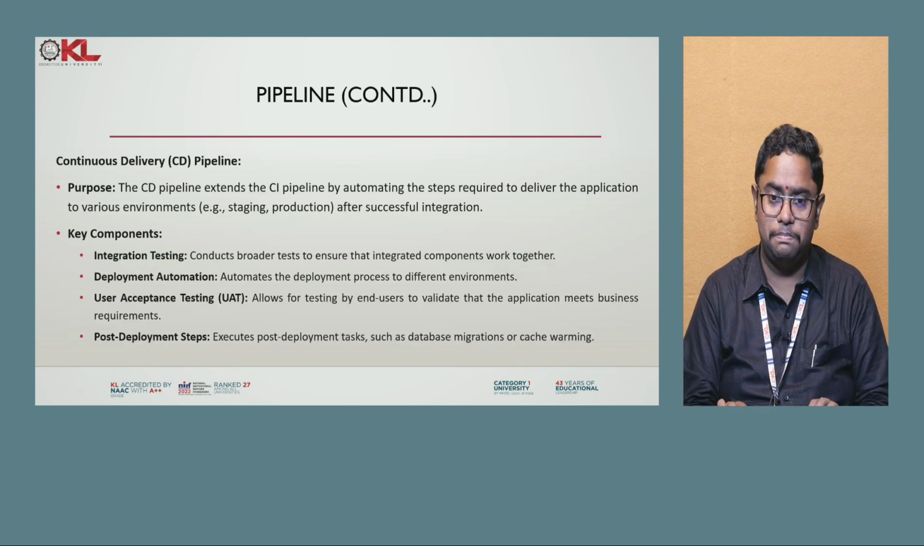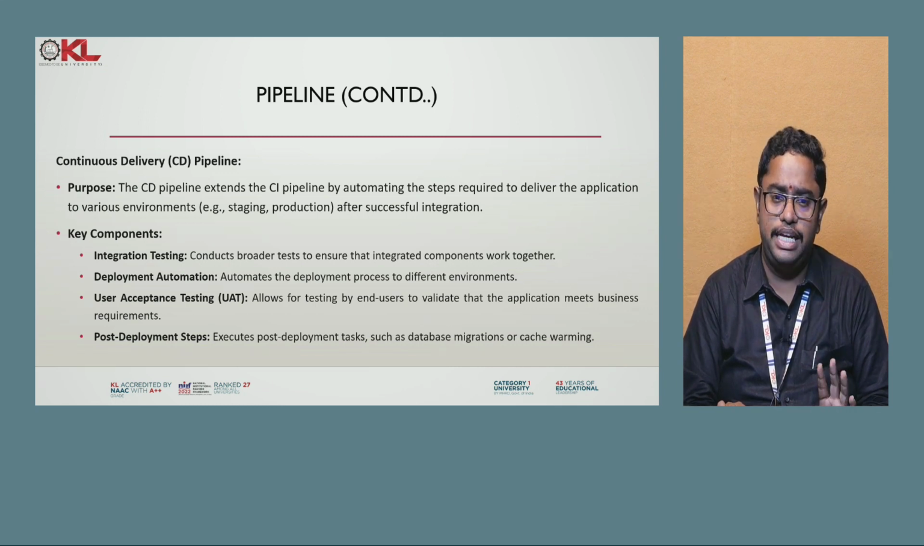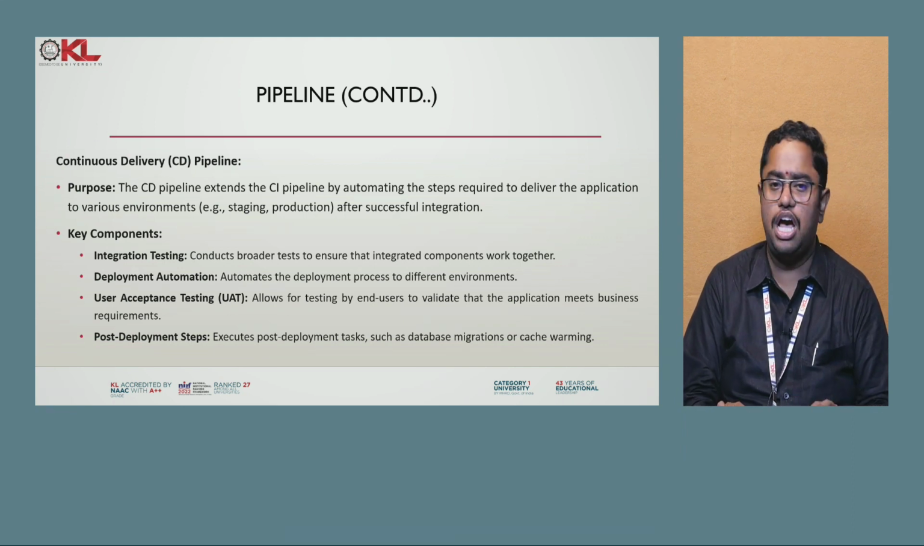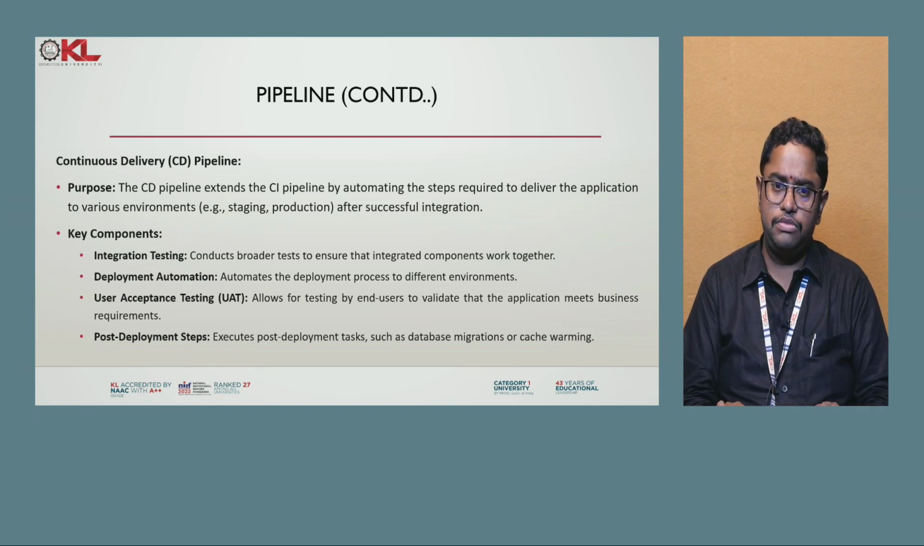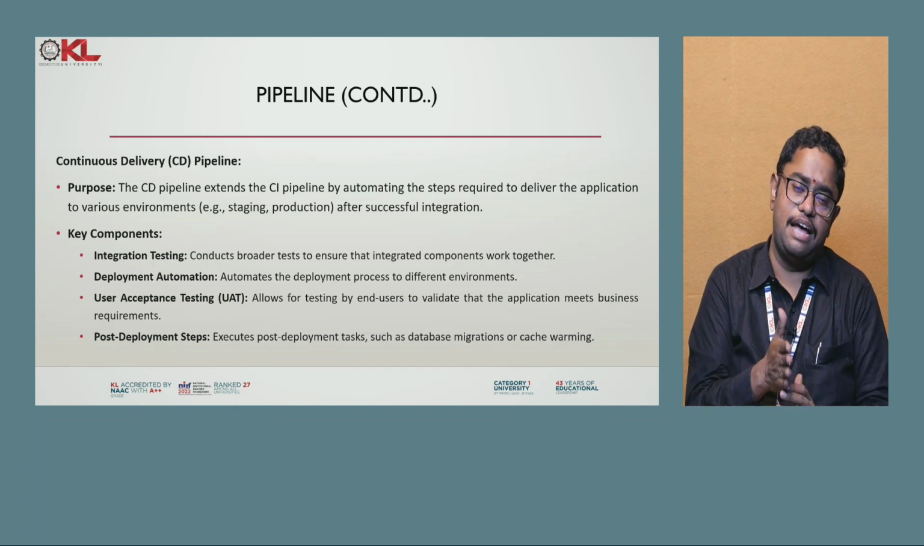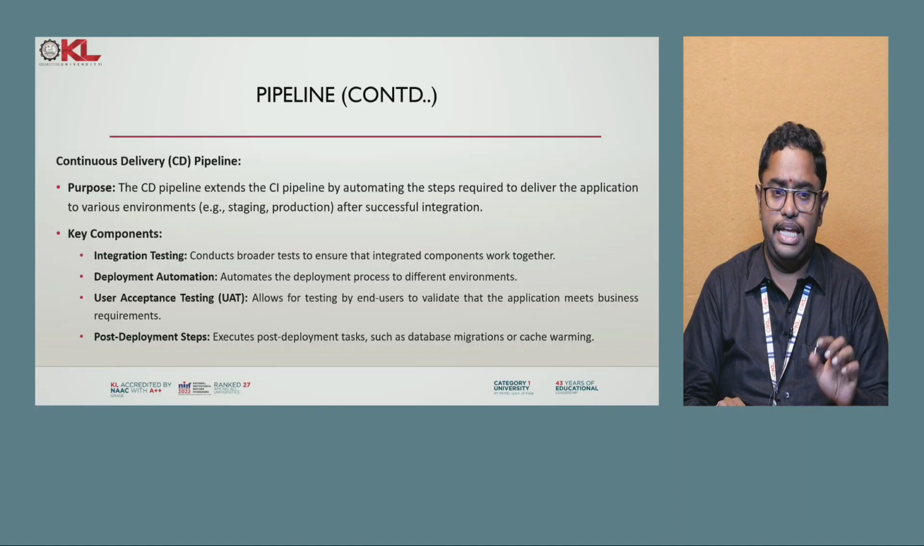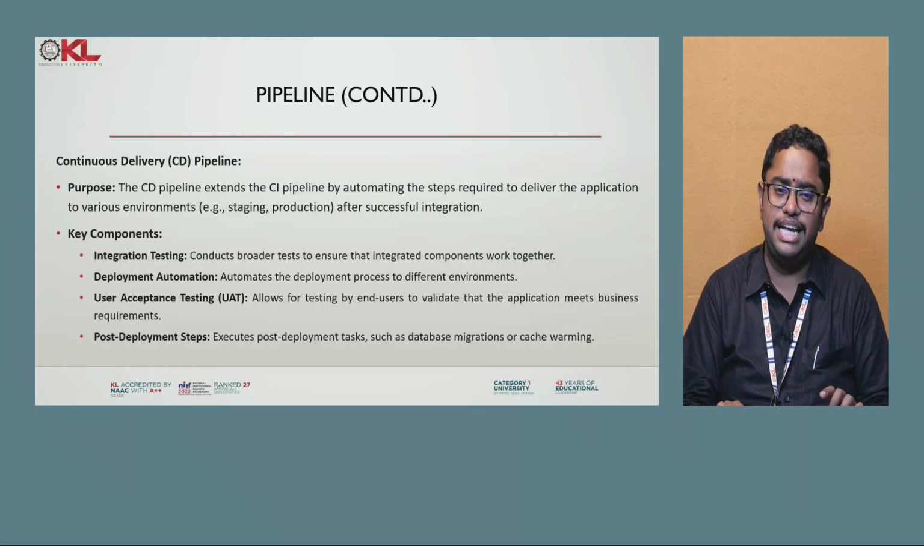Then pipelines with respect to continuous delivery. In continuous delivery or continuous deployment, the pipelines play a major role in the production part after successful integration. Production in the sense we can call it the deployment phase, because it is going to release that version in the market once the unit testing or the integration has been done. Here it is going to perform integration testing as I explained, and also deploy the product in an automated fashion.